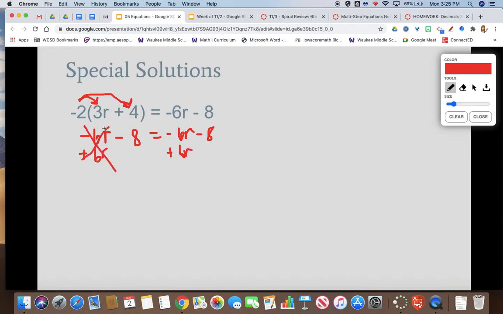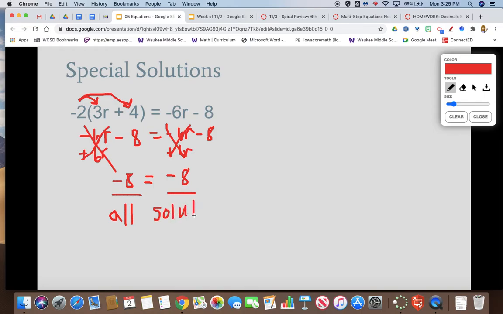But you may notice my 6r's cancel out on the left. I'm left with -8. But then -6r plus 6r, they're actually going to cancel out on the right as well. So all we're left with on the right is -8. We have no r's left in our problem. We ended up with -8 equals -8. In a situation like this, where our variable ends up canceling itself out, and we are left with sides that are in fact equal to each other, -8 is equal to -8, we call this an all solutions problem.